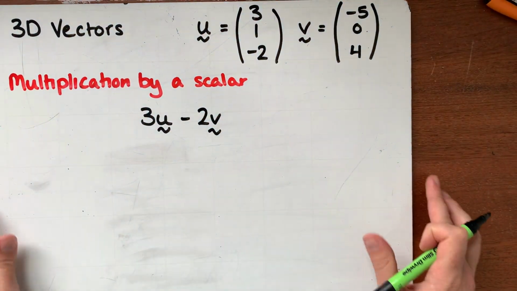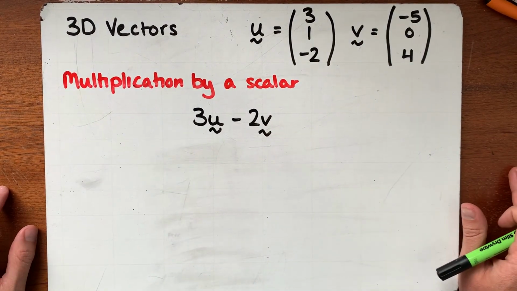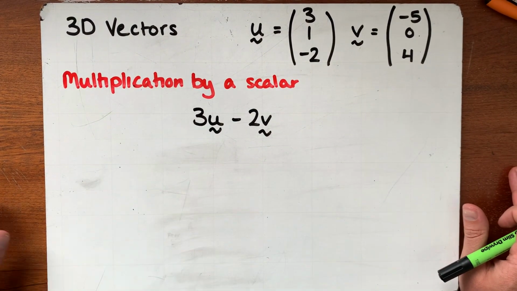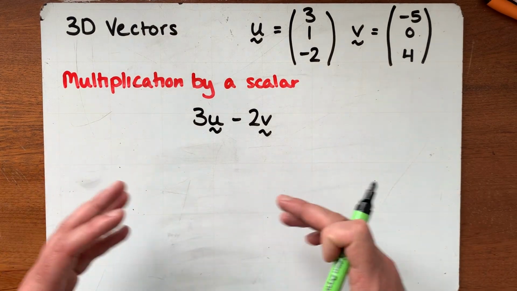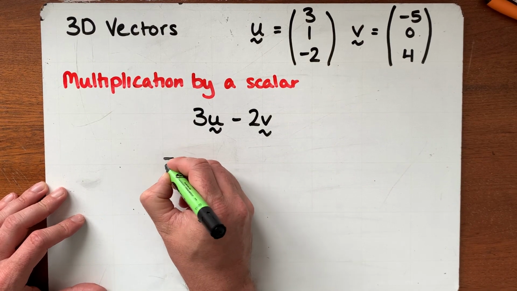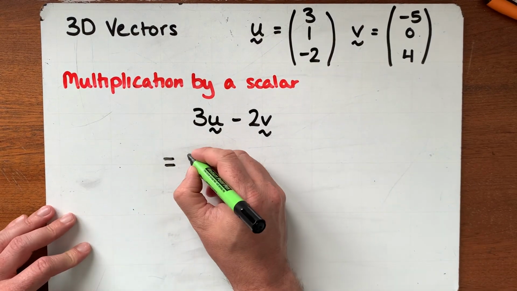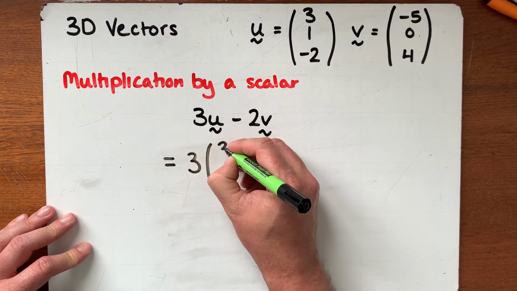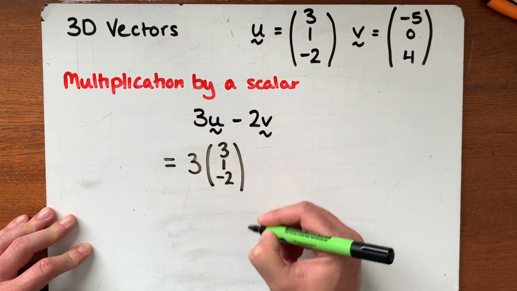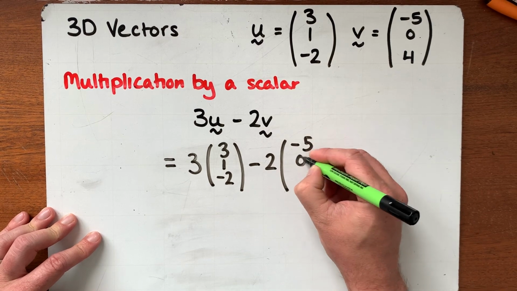We are looking at multiplication by a scalar. Not only that, but we're going to build it in to a slightly bigger question as well, where we are going to subtract the result of these vectors once they've been multiplied. Okay, again, you've seen this kind of question in 2D, so just looking at the differences and similarities between the 3 dimensions and the 2 dimensions. We're going to start by doing our substitution. We're going to take the name of the vector and replace it with its components. So we've got 3 lots of 3, 1, negative 2, and we're subtracting from that 2 lots of negative 5, 0, 4.